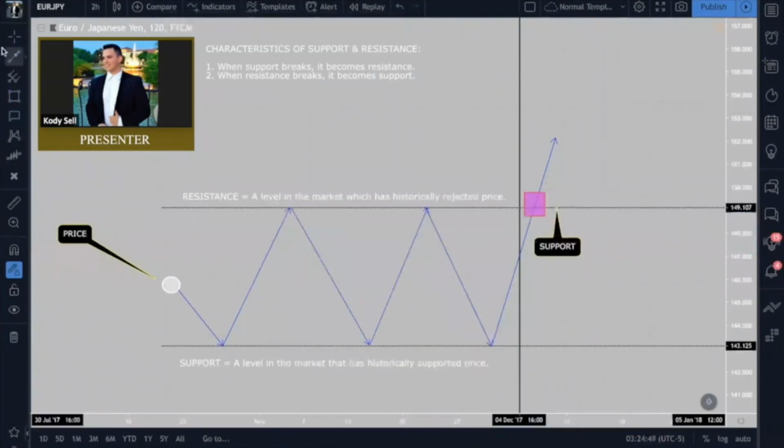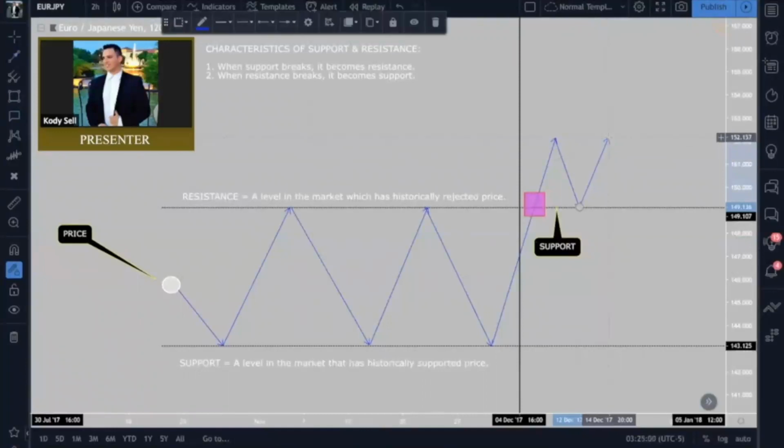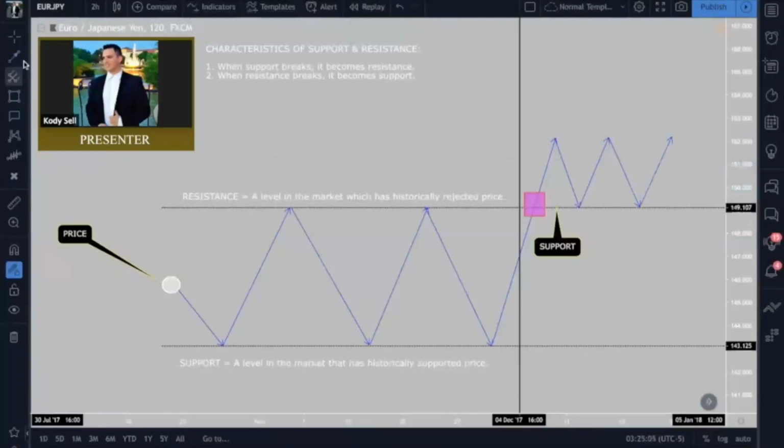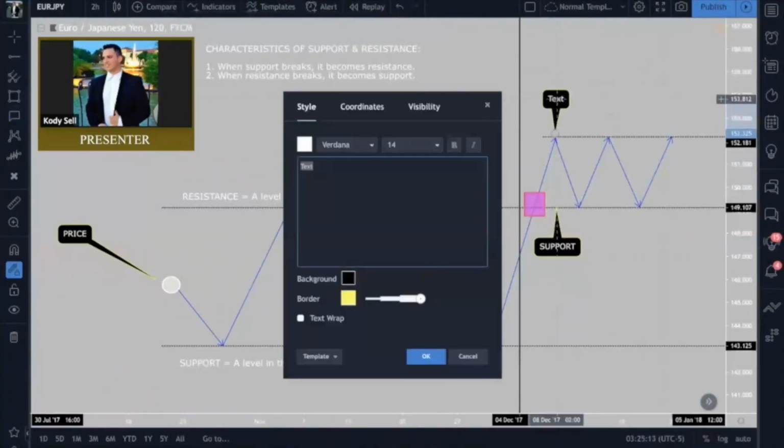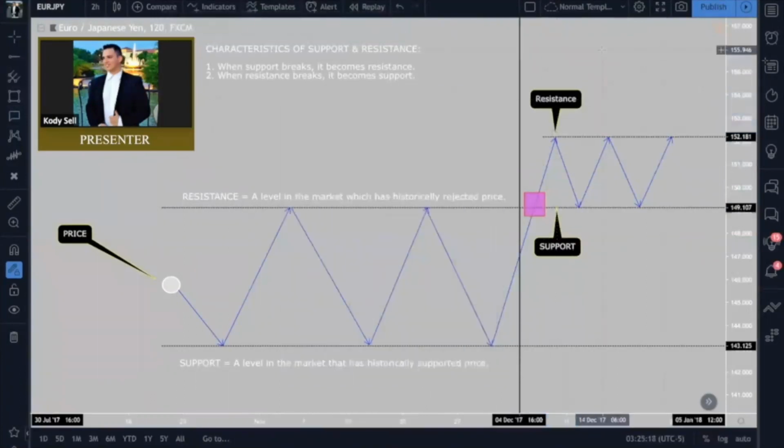Because now that price has breached the resistance and is now above the resistance, price will come back down and it will act as support. And a new resistance will form somewhere up above somewhere else. And so we will end up with different boundaries now, like so. This is how it works.